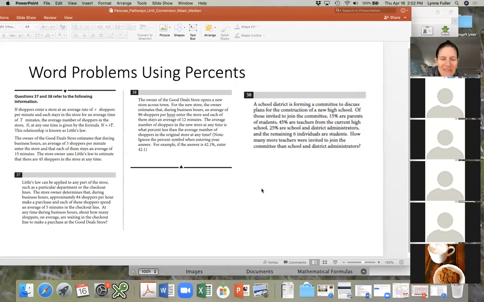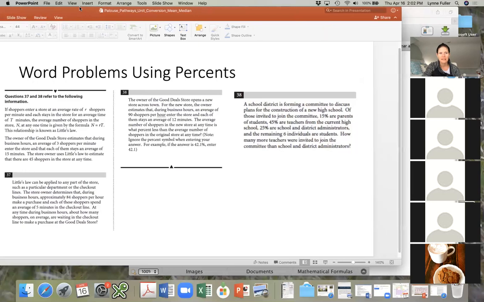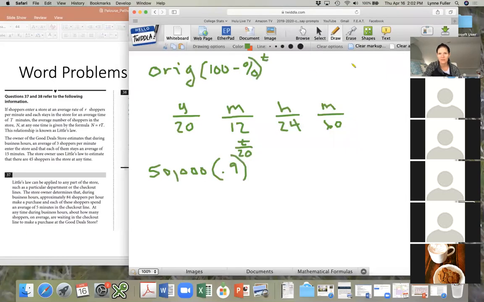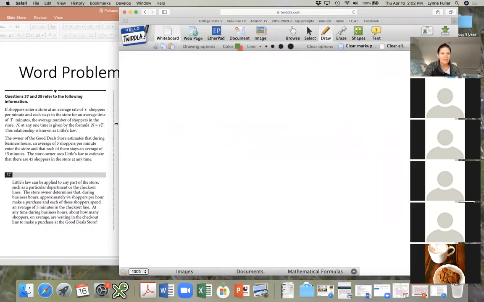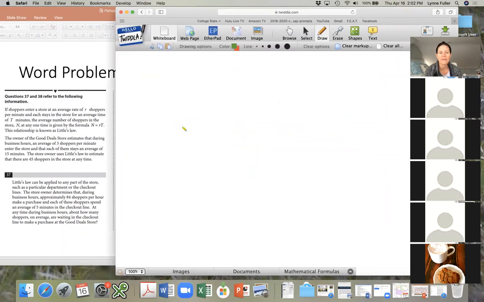Anyway, okay. So here, what we want to do, I mentioned distance equals rate times time. We're going to use a similar idea here for questions 37 and 38 because it's using a similar formula to that. So let's start off with number 37. If shoppers enter a store at an average rate of R shoppers per minute and each stays in the store for an average of T minutes, the average number of shoppers in the store N at any one given time is N equals R times T.